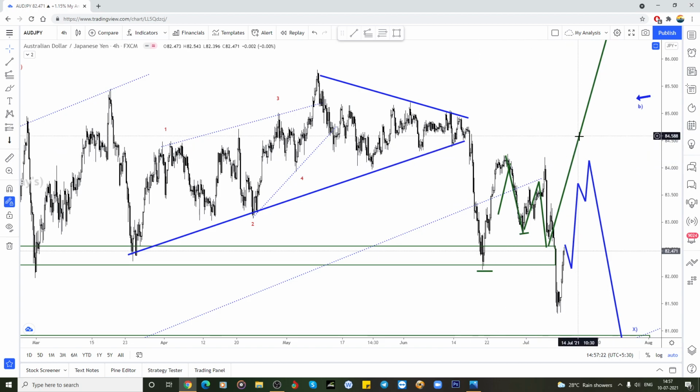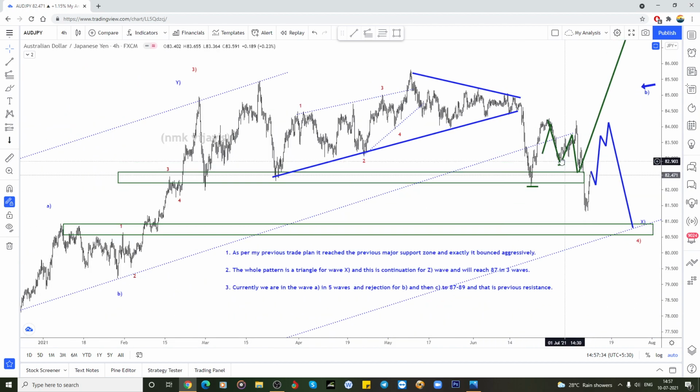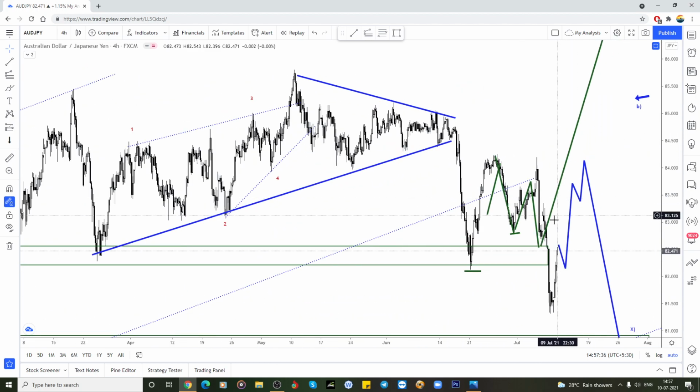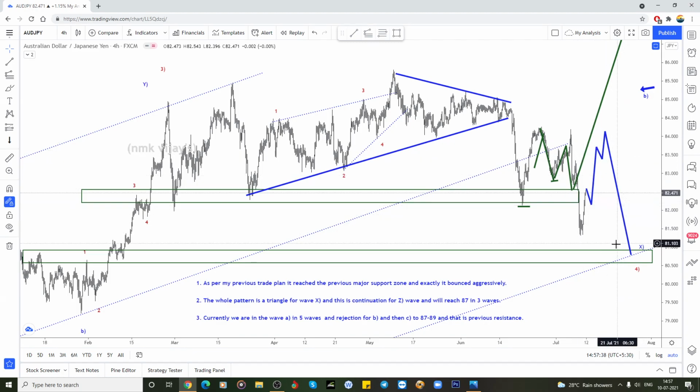It triggers all the buyers, right? After that, this is an expanded flat, and again it will come to break this low. So that is our target. So I'm looking for this, but I'm not so sure what kind of wave structure it is going to form.